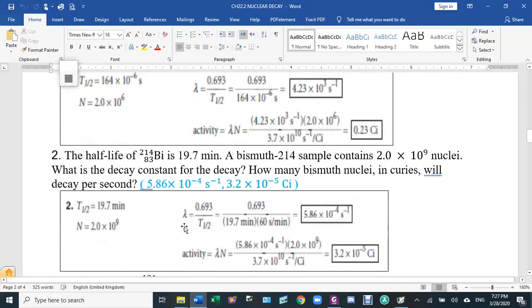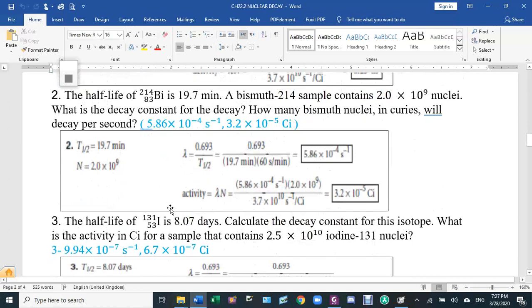Number 2, the half-life of bismuth 214-83 is 19.7 minutes. A bismuth 214 sample contains 2 multiplied by 10 power 9 nuclei. What is the decay constant for the decay? First question, how many bismuth nuclei, in Curies, will decay per second? You have to get these answers.